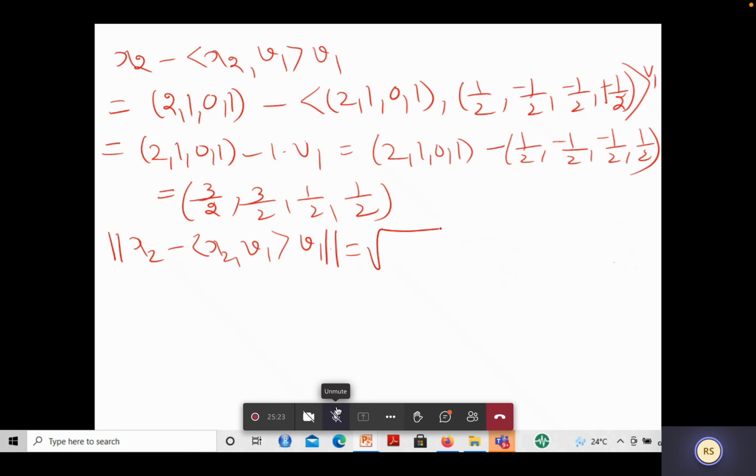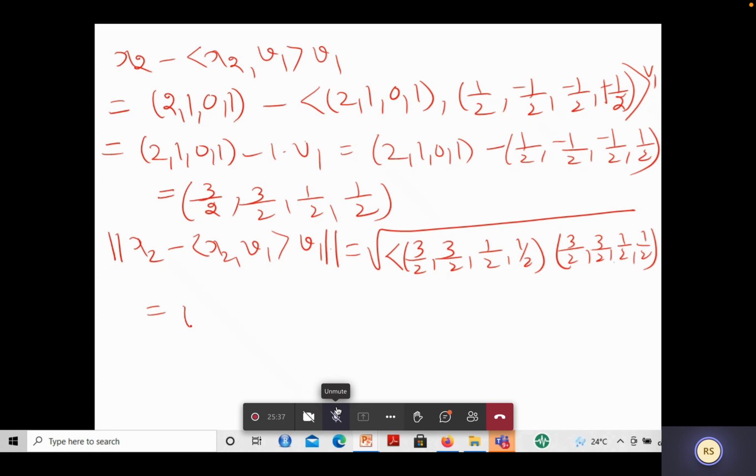This is the root of (3/2, 3/2, 1/2, 1/2) into (3/2, 3/2, 1/2, 1/2). So what is this? Root of 9/4 plus 9/4. 3/2 into 3/2 is 9/4, the square only, right? So plus 1/4. The norm of a dot product actually denotes the actual magnitude, the way you find the magnitude. So it is 9 plus 9, 18, plus 2, 20. 20 by 4 is 5, root 5.